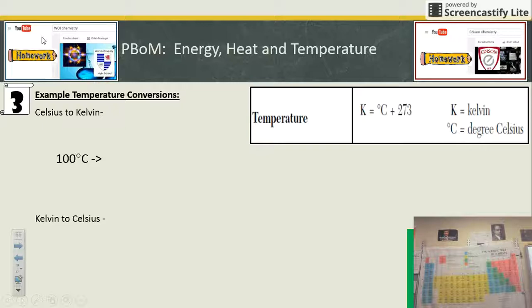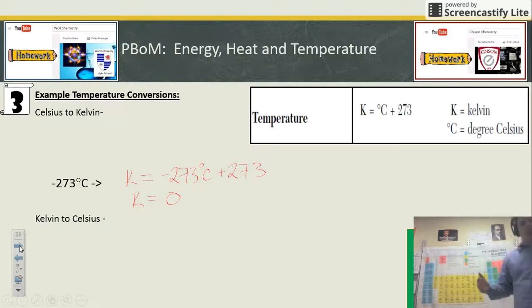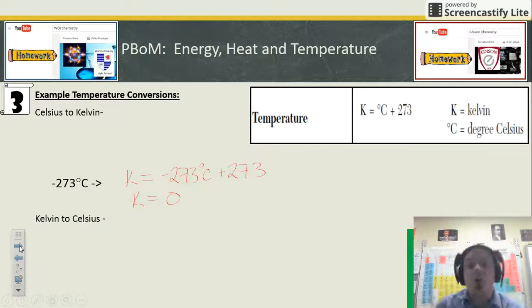Last one we're going to do, negative 273. So we're going to do Kelvin equals negative 273 degrees Celsius plus 273, and therefore the Kelvin equals 0 in that case. Converting Celsius to Kelvin is very easy. You just always add 273 to your Celsius value. Converting Kelvin to Celsius, backwards, is going to be subtraction. We're always going to subtract 273 away from whatever Kelvin we're given, and that will tell us our Celsius number.